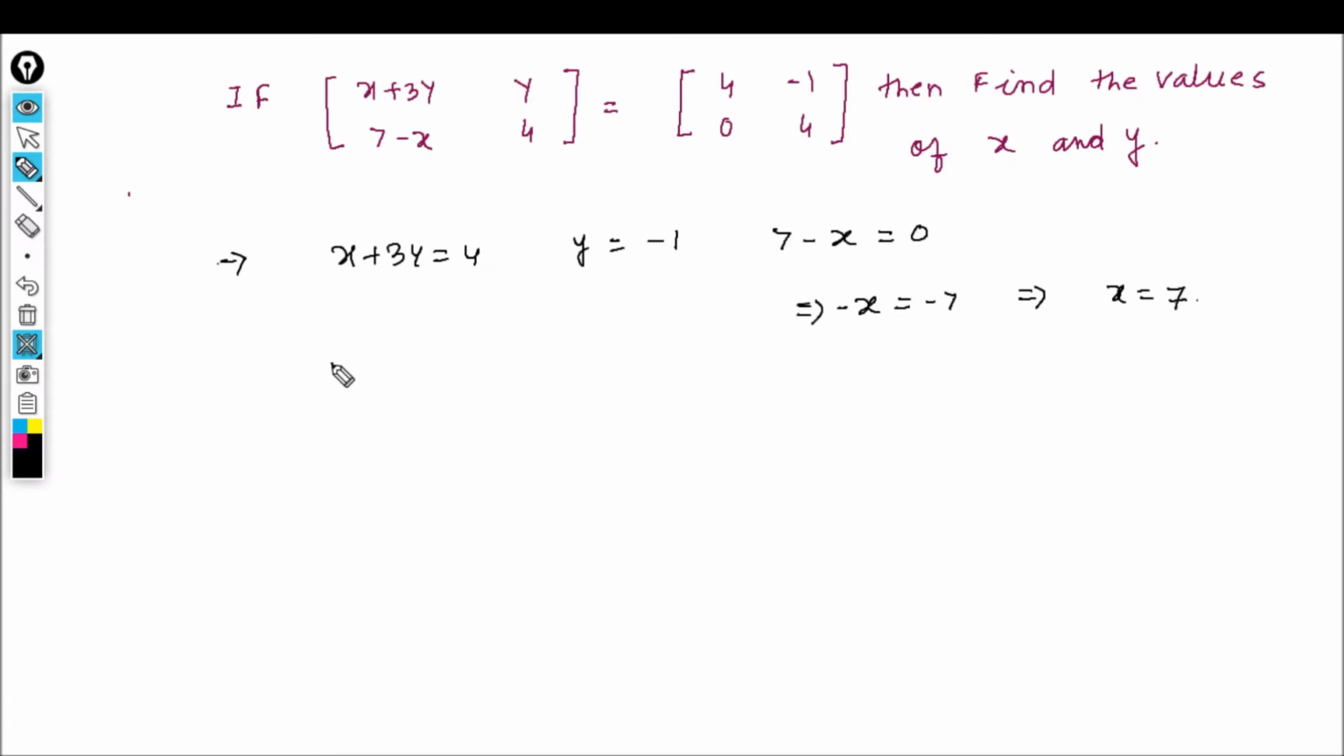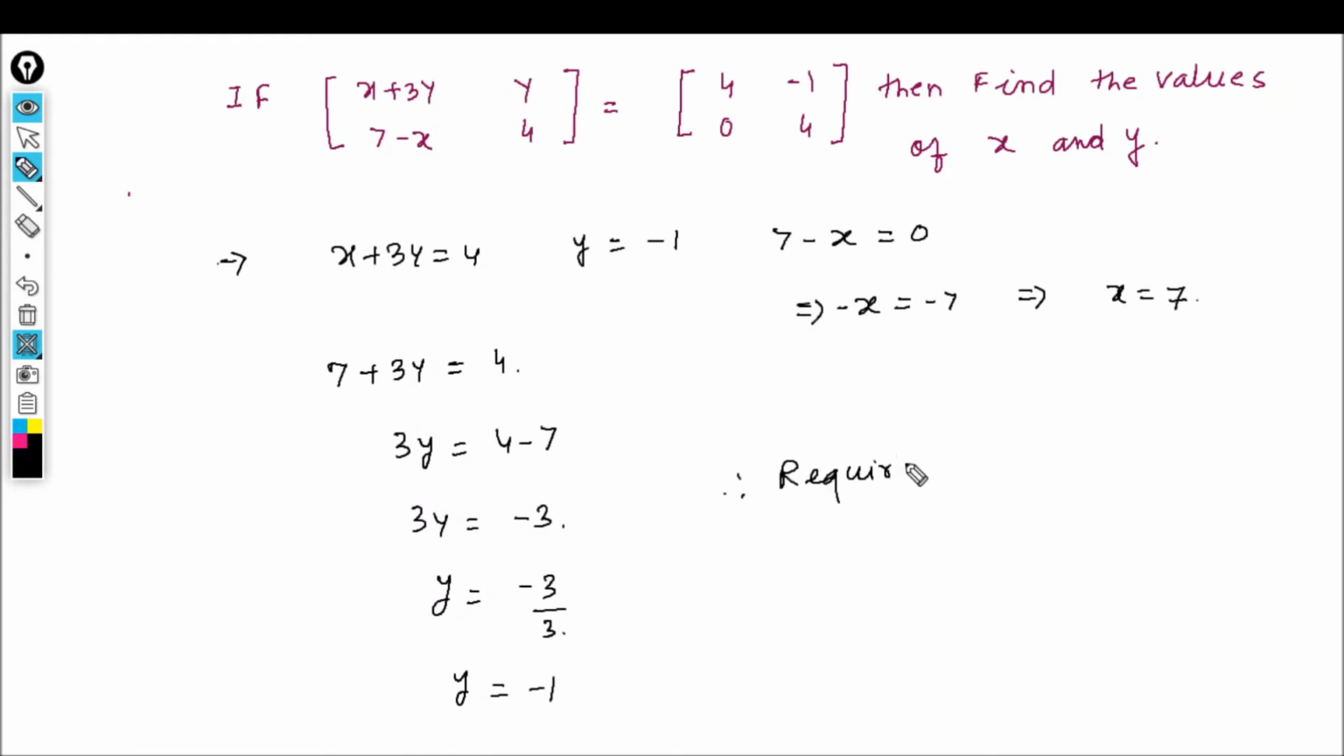So put x is equal to 7 here बच्चों. 7 plus 3y is equal to 4. 3y is equal to 4 minus 7. 3y is equal to minus 3. Y is equal to minus 3 upon 3. Y is equal to minus 1. So therefore, required values we can say that x is equal to 7 and y is equal to minus 1.